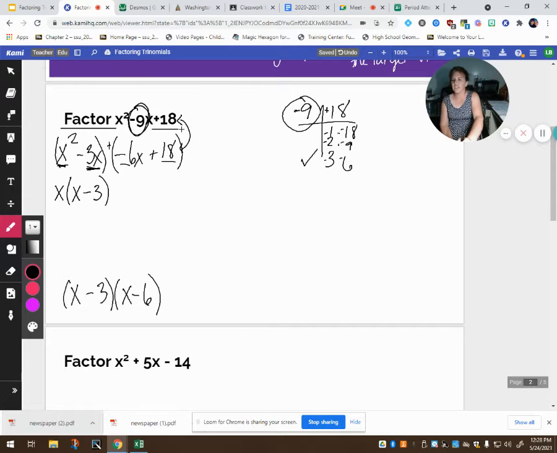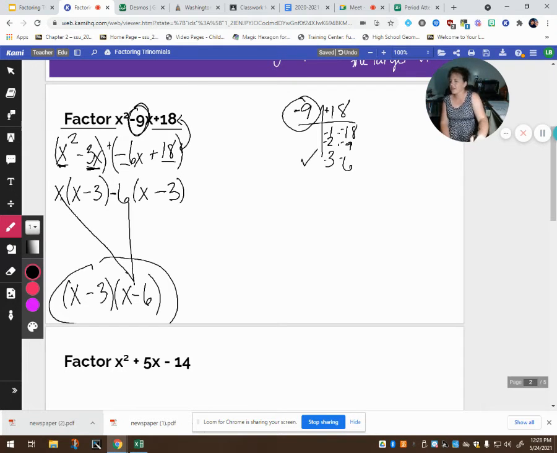What can I factor out of here? Looks like they're both divisible by 6. I want to factor out a negative 6. Negative 6 times a positive x gets me back to negative 6x. Negative 6 times a negative 3 is positive 18. Now look, we pull these together, put them in one set of parentheses. X minus 6, both of those are being times by x minus 3, and this is our answer.